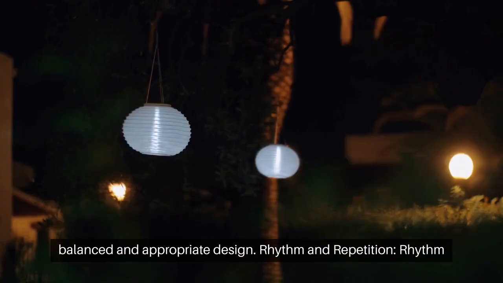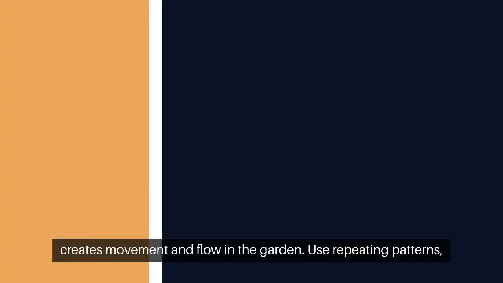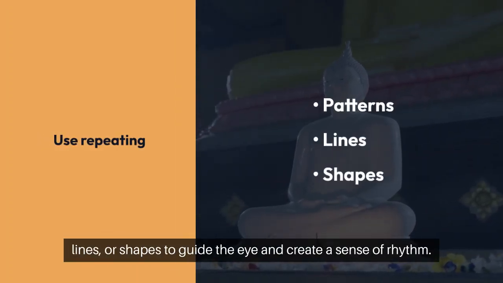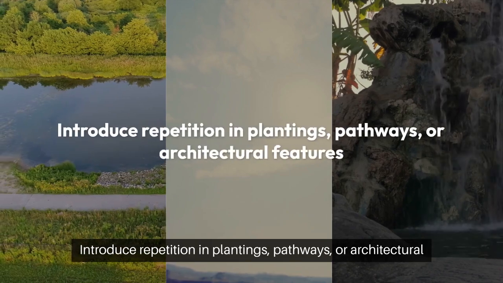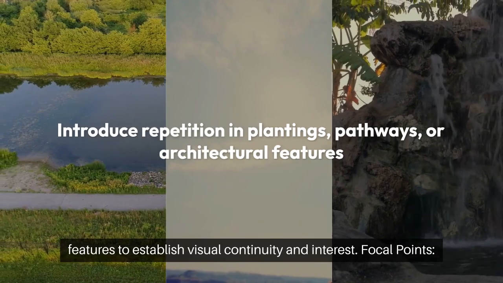Rhythm and repetition. Rhythm creates movement and flow in the garden. Use repeating patterns, lines, or shapes to guide the eye and create a sense of rhythm. Introduce repetition in plantings, pathways, or architectural features to establish visual continuity and interest.